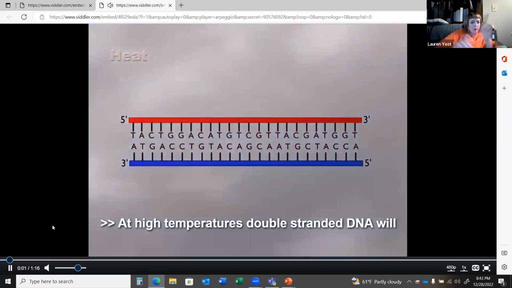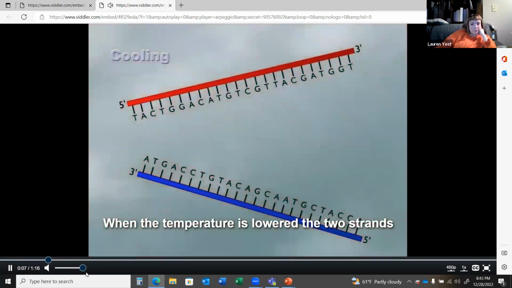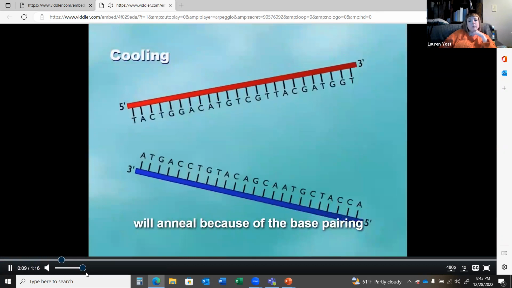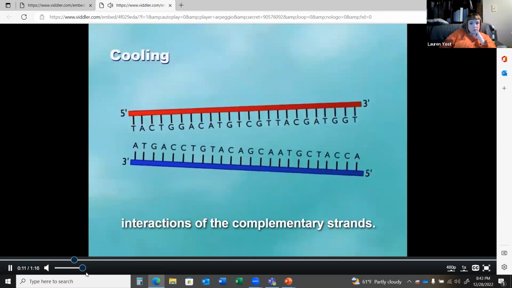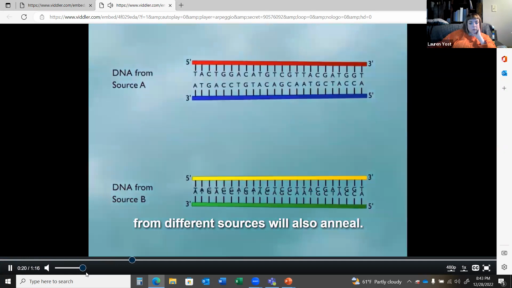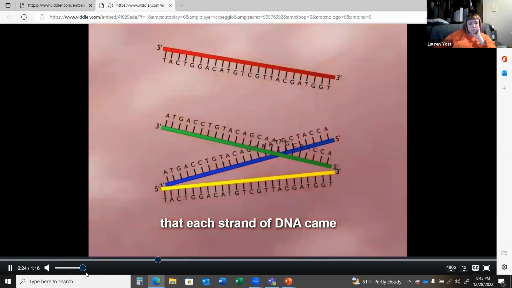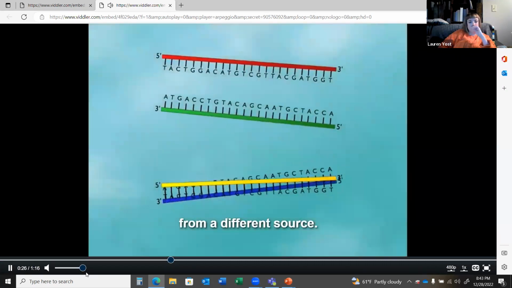At high temperatures, double-stranded DNA will denature or separate into single strands. When the temperature is lowered, the two strands will anneal because of the base pairing interactions of the complementary strands. If the nucleotide sequences are similar, complementary strands from different sources will also anneal. This is called hybridization, to indicate that each strand of DNA came from a different source.